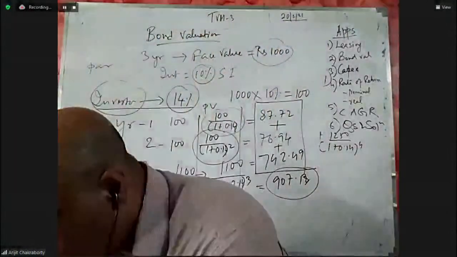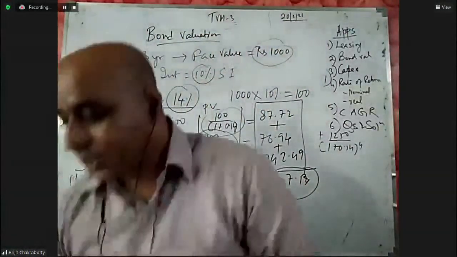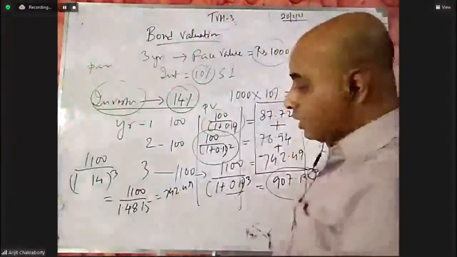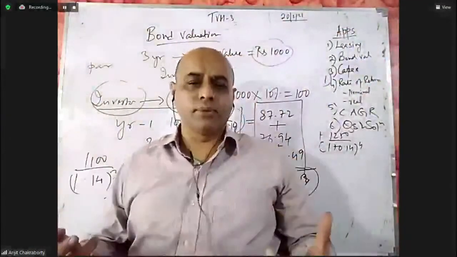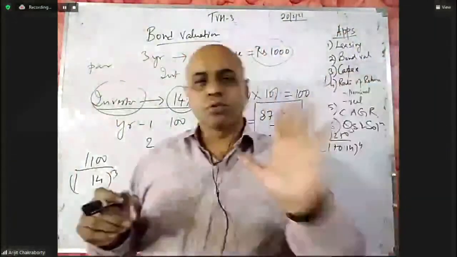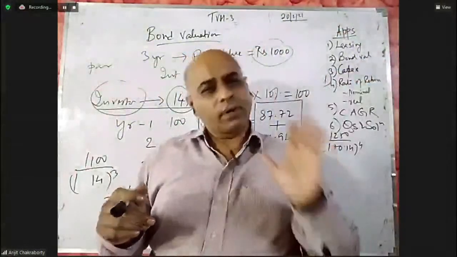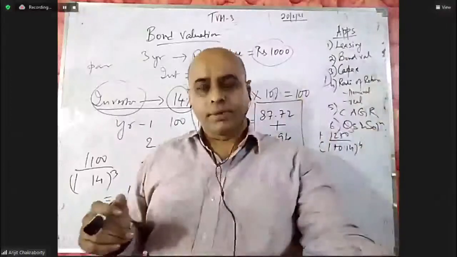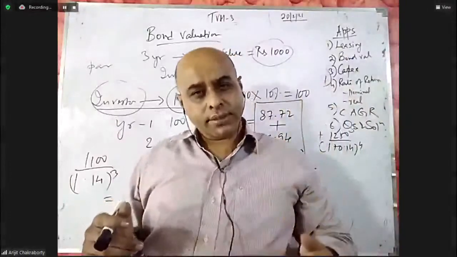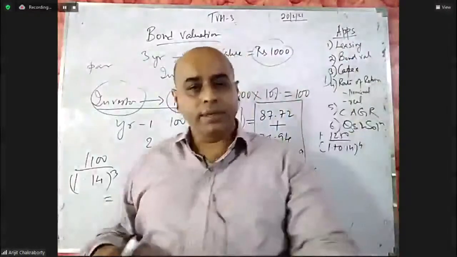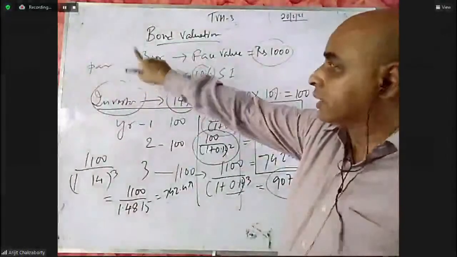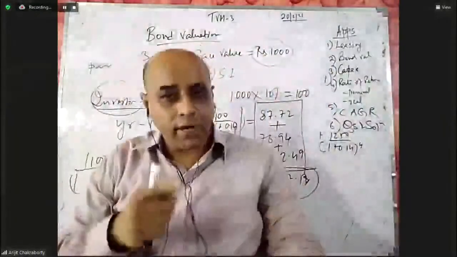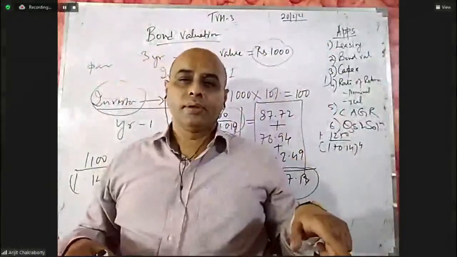Pooja is asking, please explain third year why you consider 1100. Pooja, please understand the bond. What is the rule of the bond? I put 1000 rupees to buy the bond. Whatever I buy, I pay it today. First year I get back interest. Second year I get back interest. Third year I get back the interest plus, here it is 3 years, so I'm taking third year, I also get back my principal amount, right?